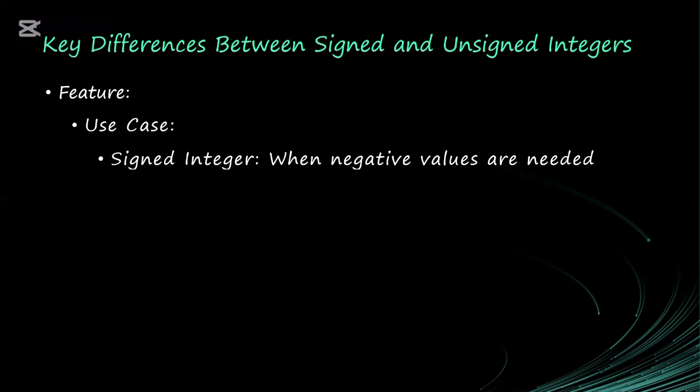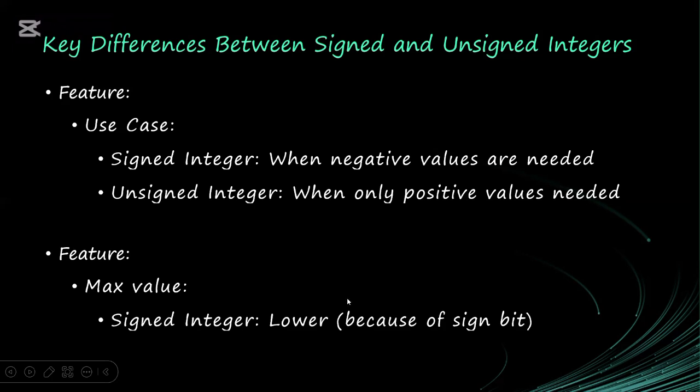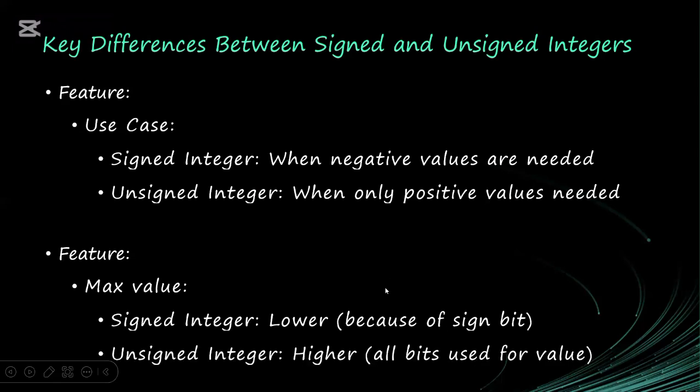For the use cases, signed integers are used when negative values are needed. So whenever you're working with negative numbers, that is where you use signed integers. All right? Don't worry, as we start programming, you're going to see all these things. In this course, you'll be learning C and C++ programming, so you're going to see how these things come into play. It's very, very interesting. Don't get discouraged. We also have the maximum value. For the signed integer, the maximum positive value is lower because we are using one of the bits as a sign bit. For the unsigned integer, it is higher because we are using all the bits to get the magnitude of the value.